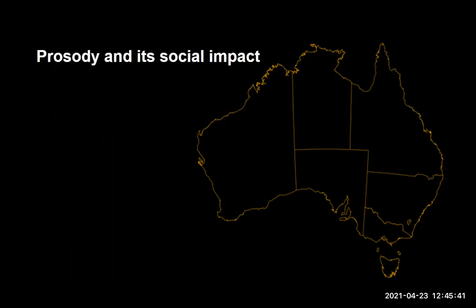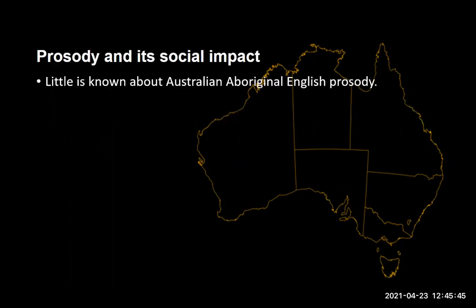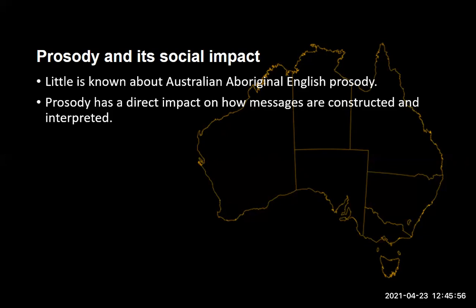So there's still a great deal that is not known about Australian Aboriginal English prosody, and understanding how prosody is used in naturalistic interaction is crucial, as it can have a direct impact on how a message is interpreted. Miscommunication resulting from comprehension errors in a lot of cross-cultural situations has been demonstrated to have a significant social impact across a range of settings.